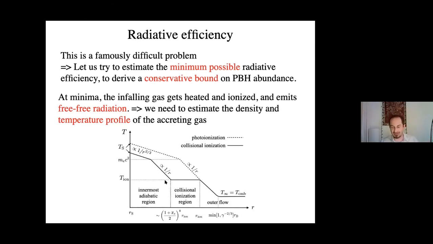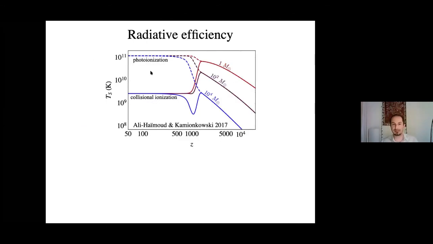And this will change, this will create some plateau in the temperature profile. And so this will lead to a lower temperature at the Schwarzschild radius. Okay. So doing so, we can estimate the temperature around the Schwarzschild radius as a function of redshift in these two cases. And you see that it differs by something like a factor of 50.